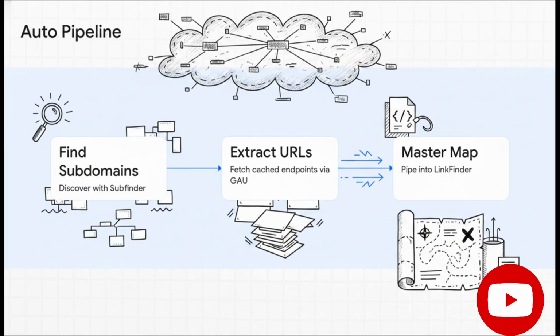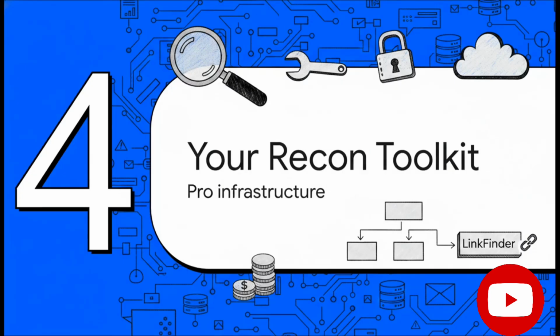That stands for Get All URLs. Finally, they pipe those filtered targets directly into LinkFinder. This one unified terminal command dynamically builds out a master architecture map. It essentially saves an entire goldmine of internal hidden links cleanly into a single text file. It's pretty amazing. All right, Section 4, Building Your Recon Toolkit.